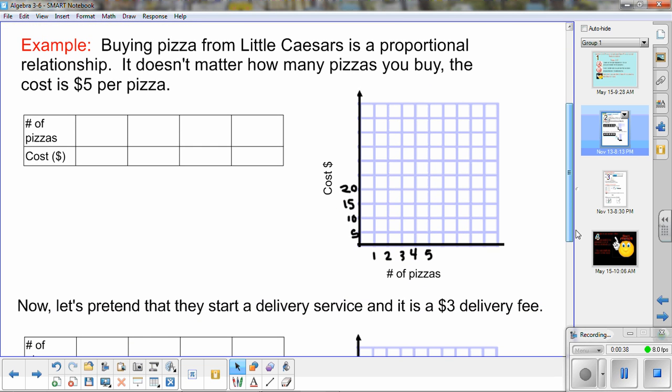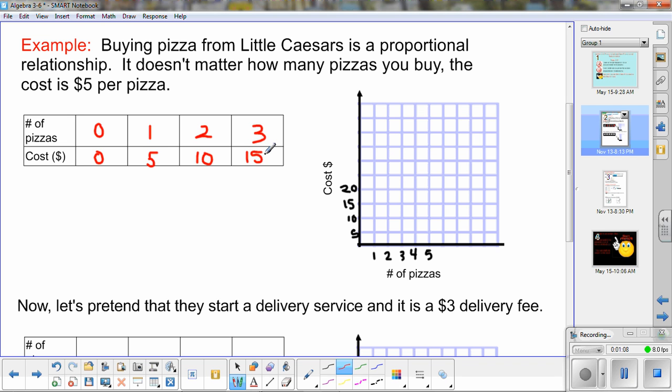An example I like to use for a proportional relationship is buying pizzas from Little Caesars. It doesn't matter how many pizzas you buy, the cost is always going to be $5 per pizza. If you are to buy 0 pizzas, it's going to cost $0. If you buy 1 pizza, it's going to cost $5. 2 pizzas will cost $10. 3 pizzas will cost $15.